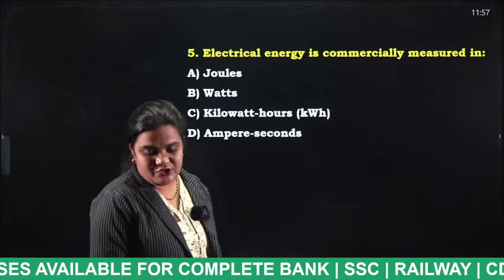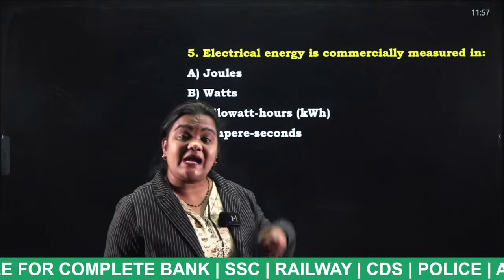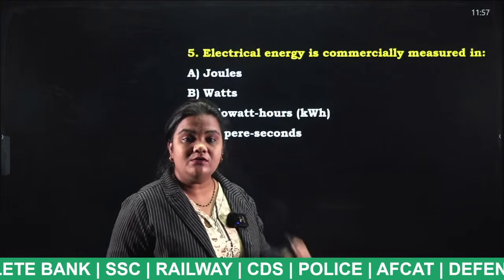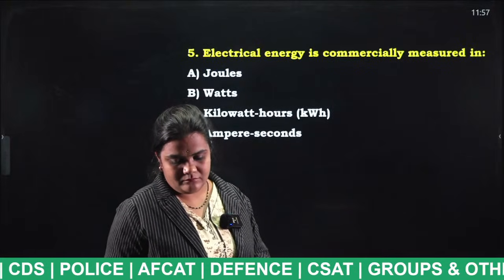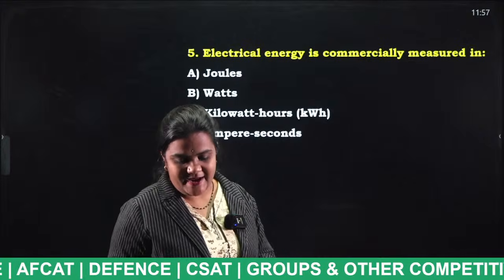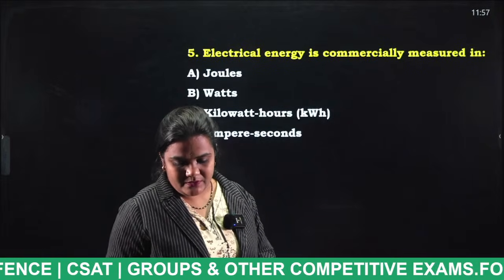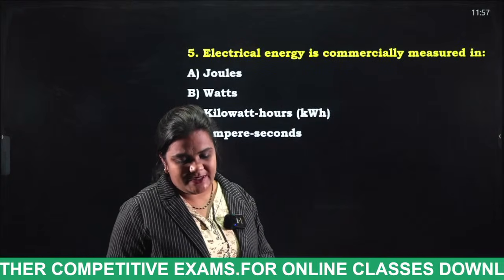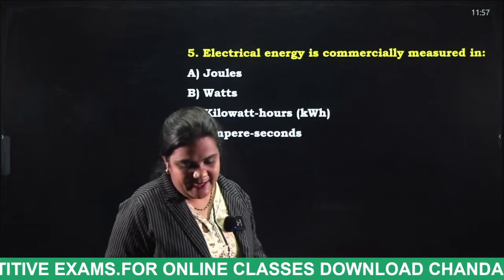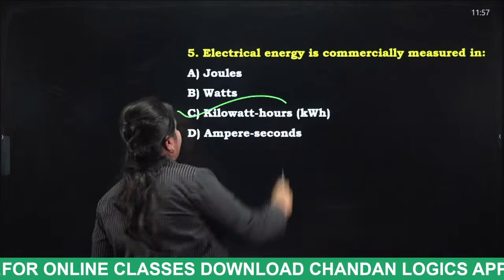Commercially, now tell me students, electrical energy is commercially measured in joules or kilowatt hours. So tell me. P is equal to VI, Katyayani, after a long time. So tell me the answer for this question, students. Electric energy, kilowatt hours, very good.